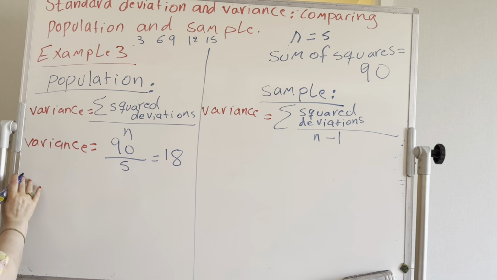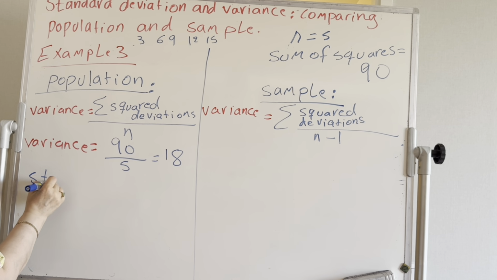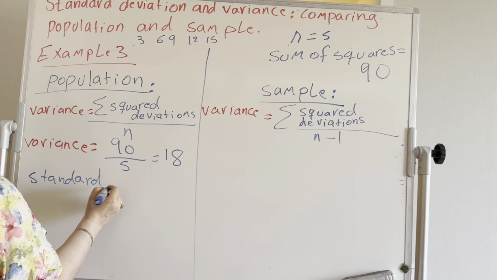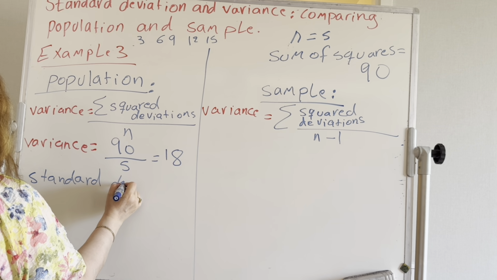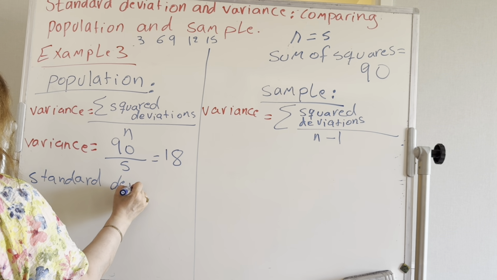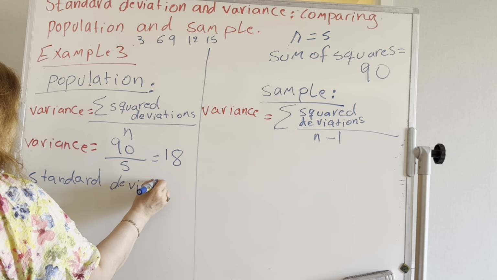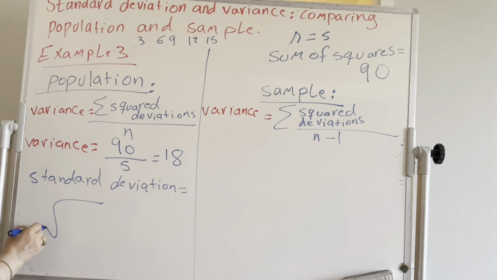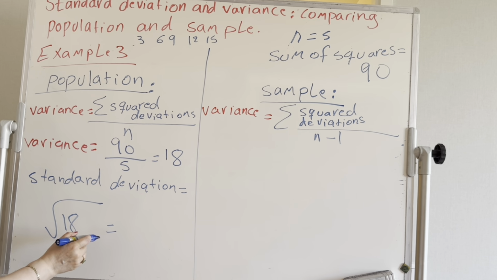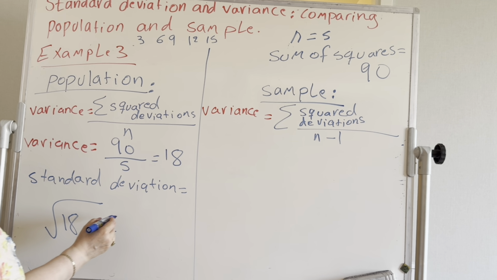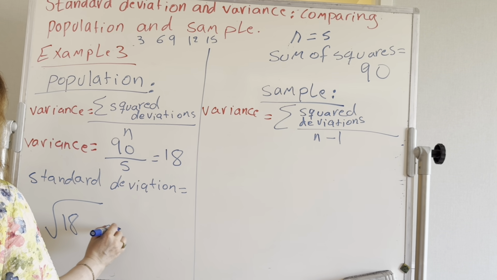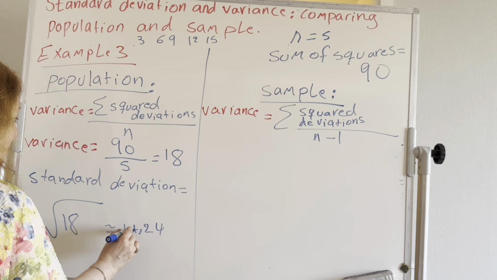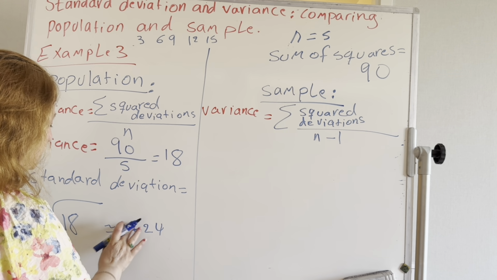Standard deviation equals the square root of 18, which equals 4.24.